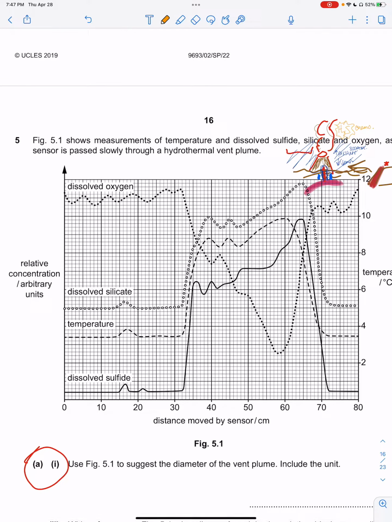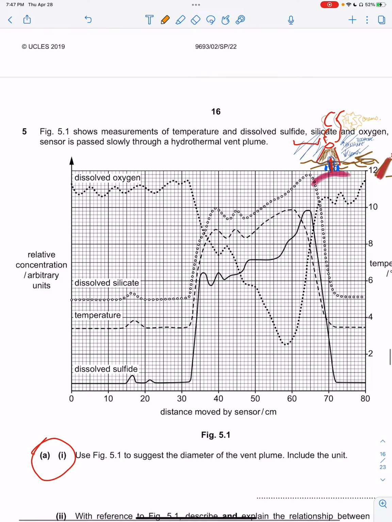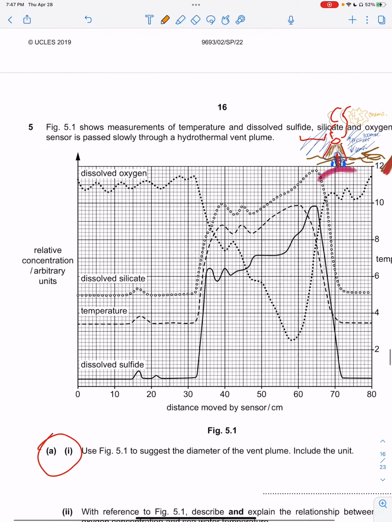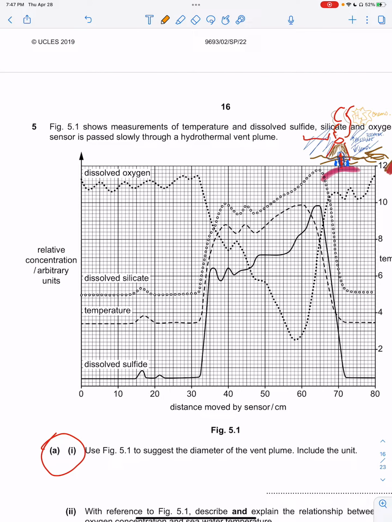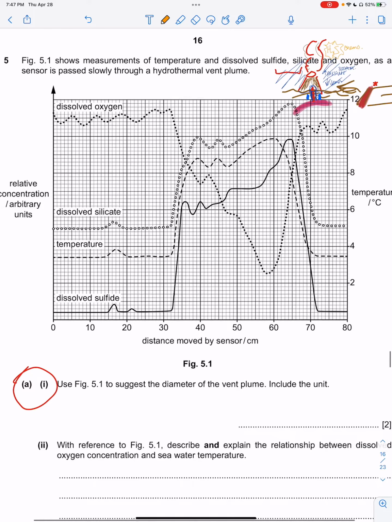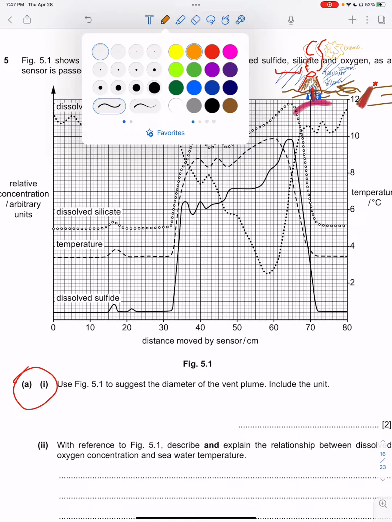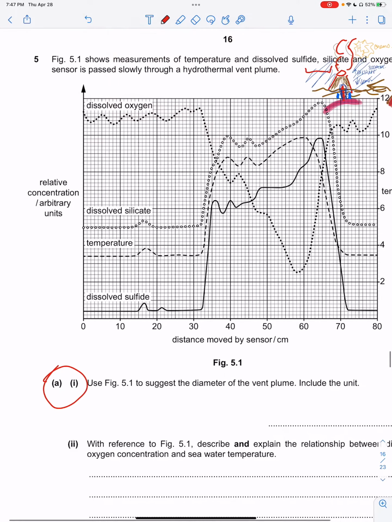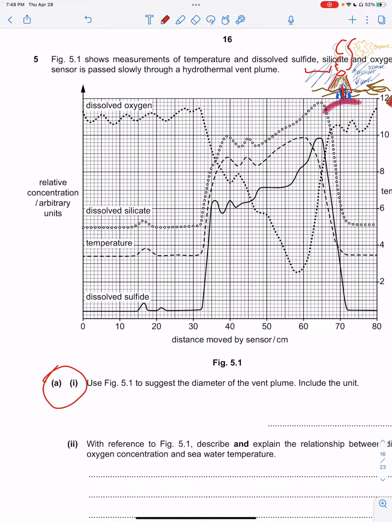Okay. So it says a sensor slowly passes through the hydrothermal vent, so you're seeing the measurements as the sensor is slowly passing through it. If we're looking at the graph, don't be intimidated by graphs, embrace them. They have answers on them. You just need to realize how to read it.